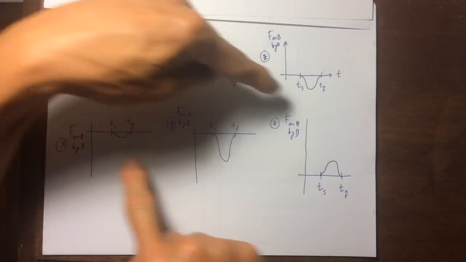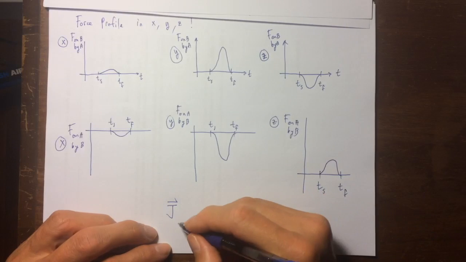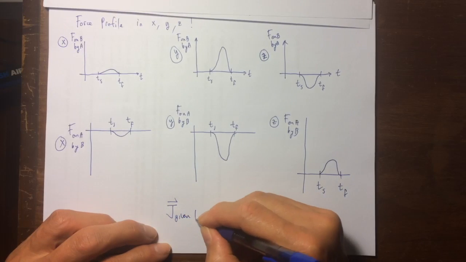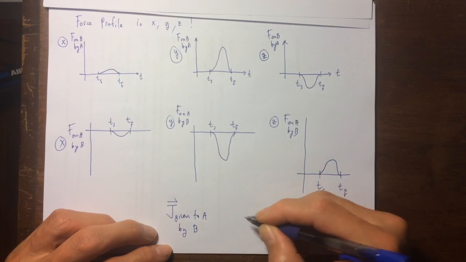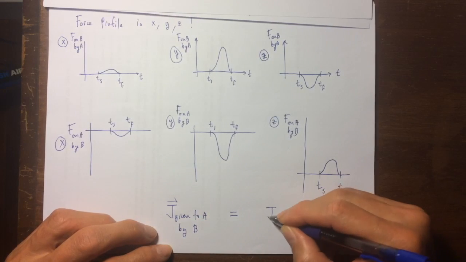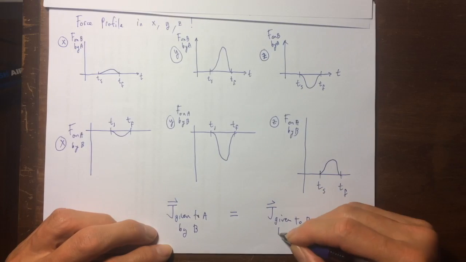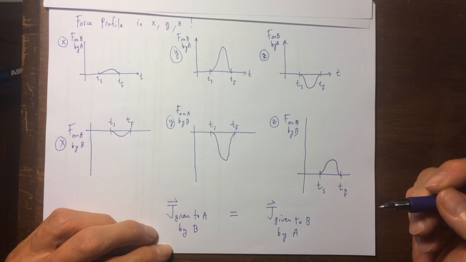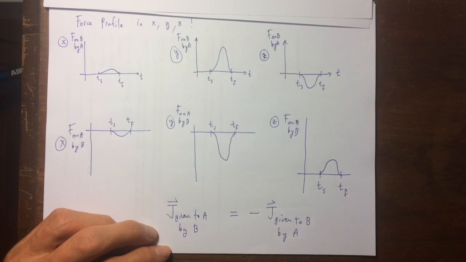And this will give rise to an impulse that's opposite. So the total vector impulse given to A by B is related to the impulse given to B by A as a vector, but anti-parallel, backwards, or opposite.